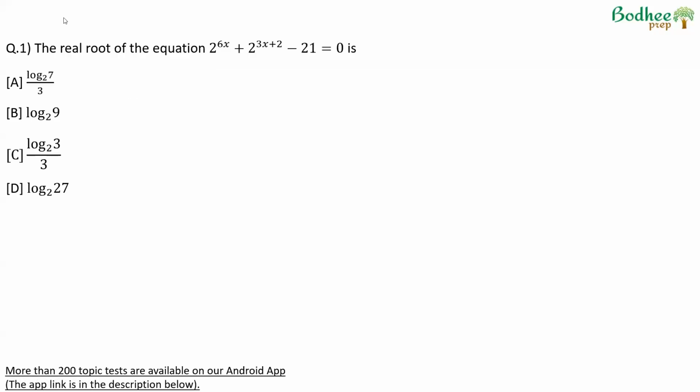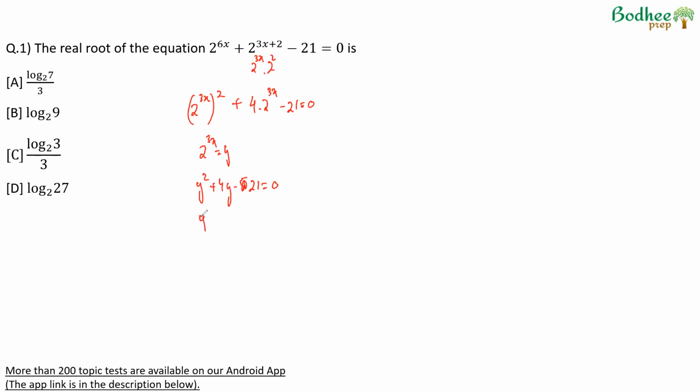If you look at the questions, the first question says 2 raised to power 6x plus 2 raised to power 3x plus 2 minus 21 is 0. Whenever we have a term like this, we take one part common and try to write it as a quadratic equation. So 6x can be written as 3x into 2, plus 2 raised to power 3x plus 2 will be nothing but 2 raised to power 3x into 2 raised to power 2. So this becomes plus 4 into 2 raised to power 3x minus 21 is 0. Let 2 raised to power 3x be y. So this equation becomes y square plus 4y minus 21 is 0.